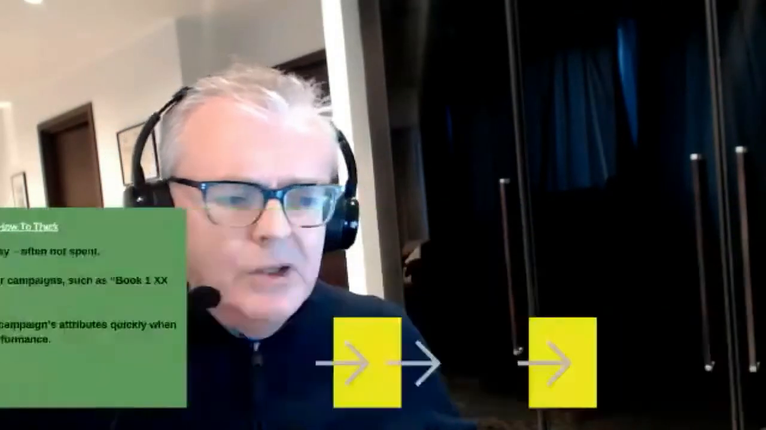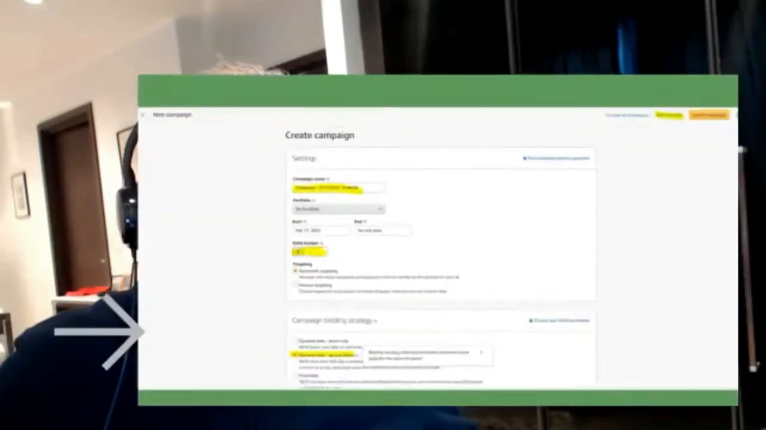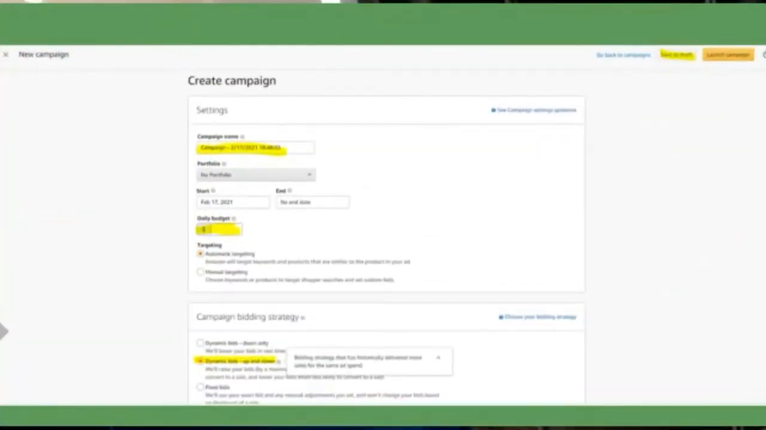And here we go. You're going to see, this is when you create a campaign. So you click the create a campaign button. And the first thing you put in is the campaign name. And Amazon is just suggesting a date and time here. So please put in the name of the book and the type of bidding. And underneath, you can put in daily budgets.